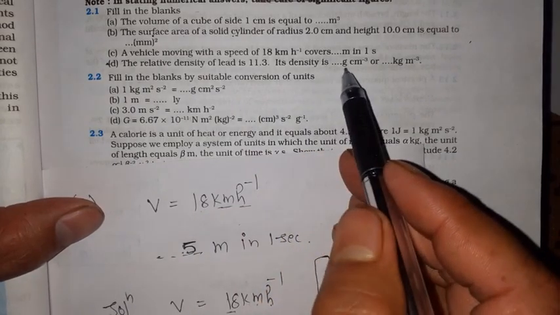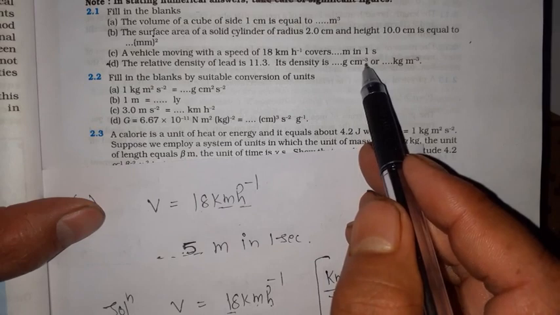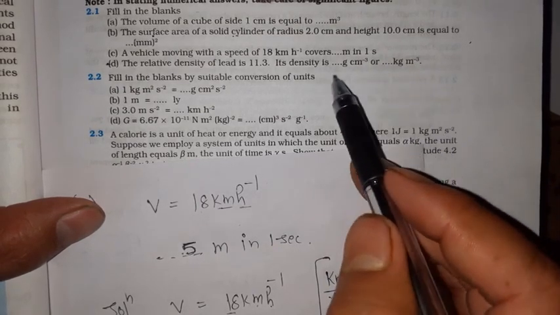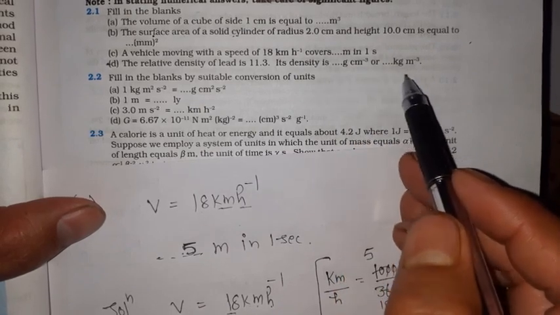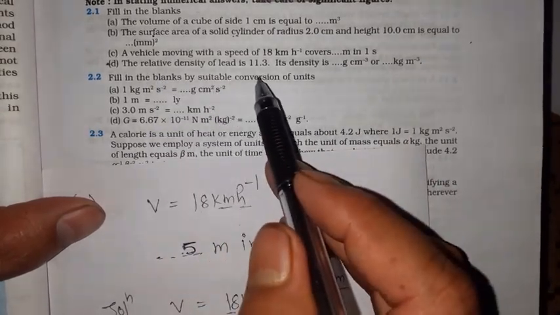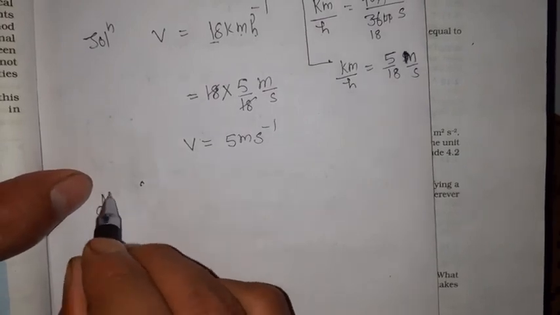So its density is asked in gram per cubic centimeter and in kilogram per cubic meter. Okay, so the density is asked in both CGS unit and SI unit. And what else was given to us? Its relative density is given. So over here, D part, student.